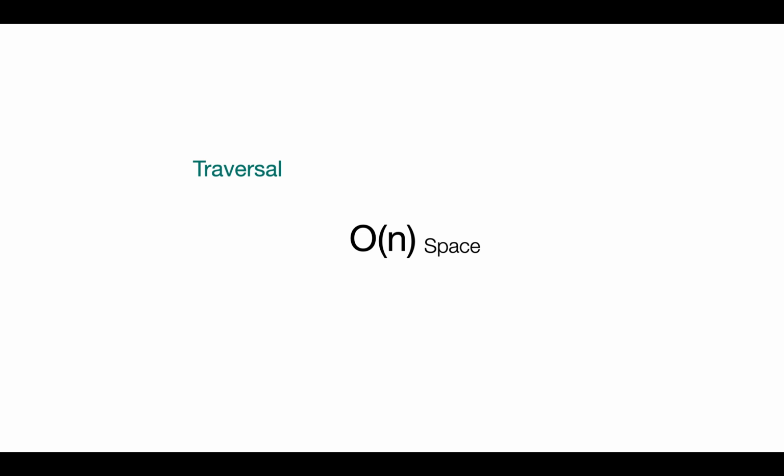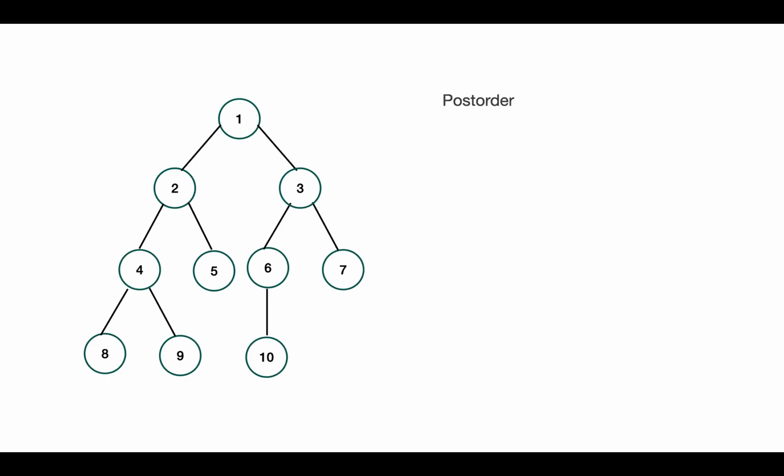Now in DFS, in the iterative approach, we use a stack. The stack stores all the ancestor nodes because while iterating, we need to go deeper till the last node, right? So it requires space of h. h is the height of the tree.